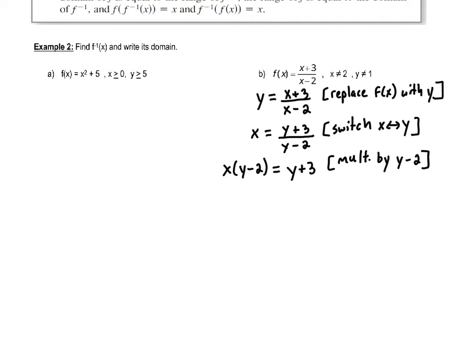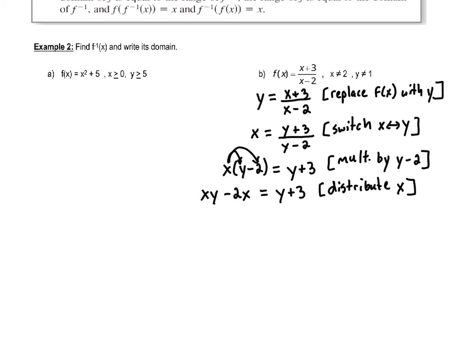The next step in solving any equation that has a denominator is to get rid of that denominator. Therefore, I've multiplied both sides of the equation by y minus 2. Doing so on the right side essentially cancels the denominator out, so we're only left with y plus 3 on the right side. The next step in the solving process requires us to distribute that x into the parentheses.